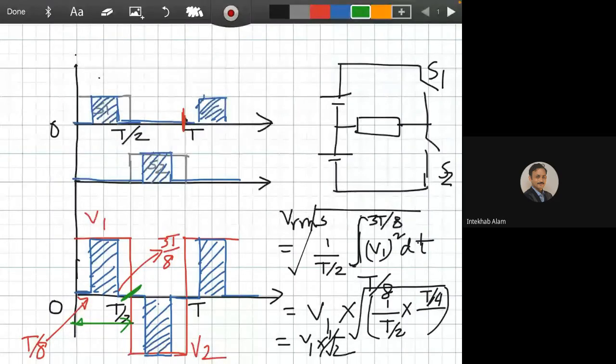Okay, is it okay now? Is the last line V1 into 1/√2? Yes. V1 into 1/√2. Okay, so you will find mathematics using this type of output. So is it okay? Shall we move forward?